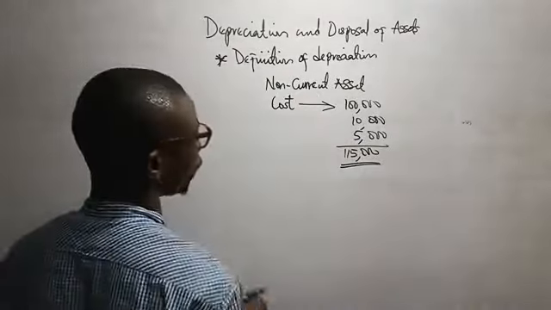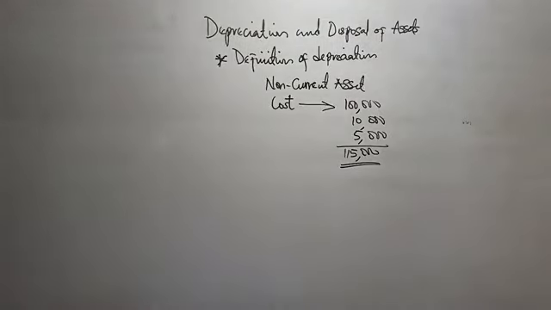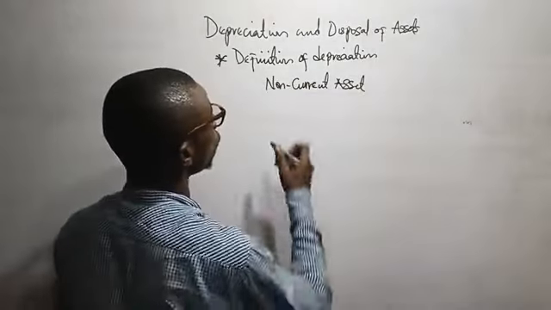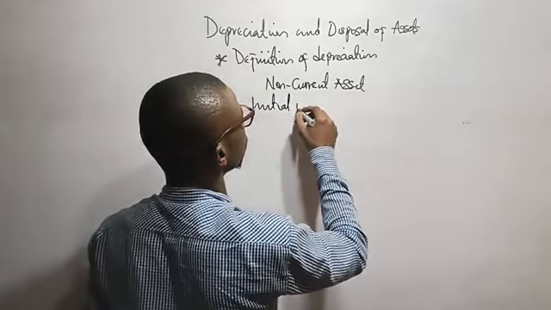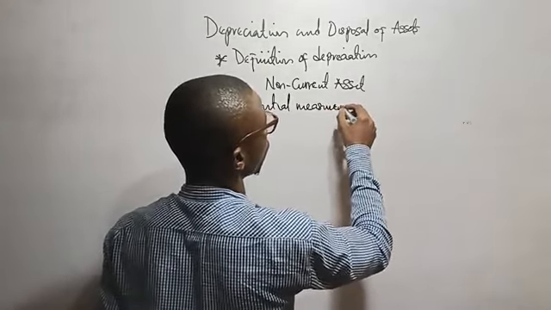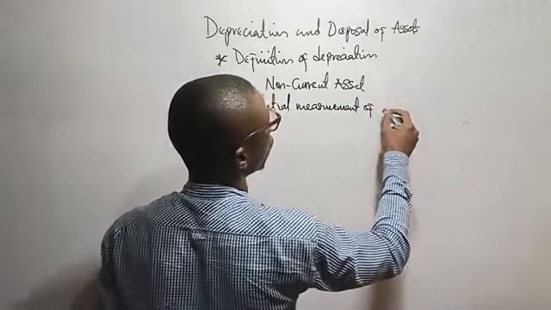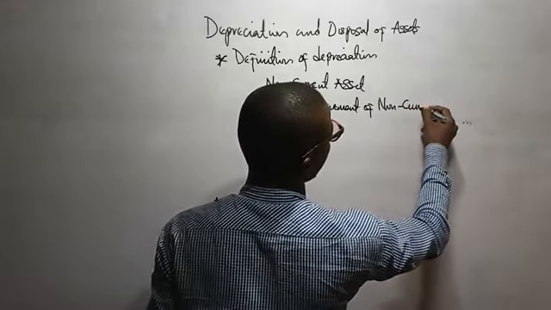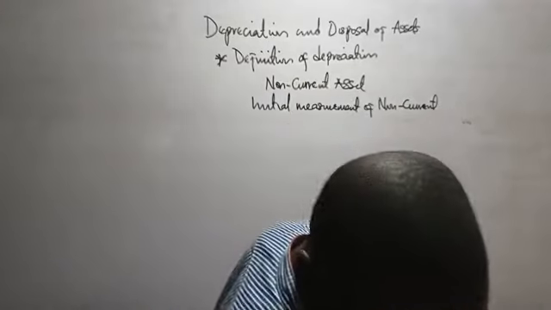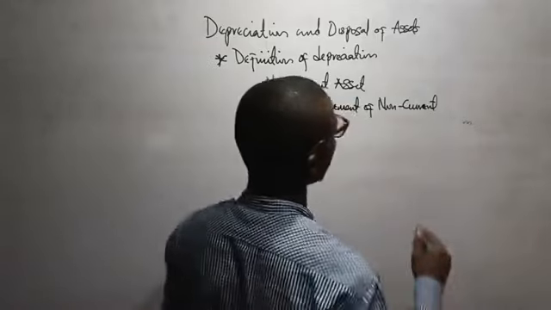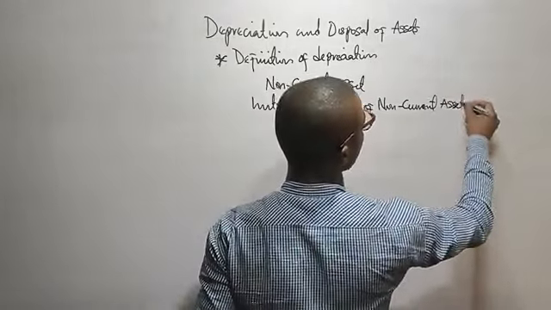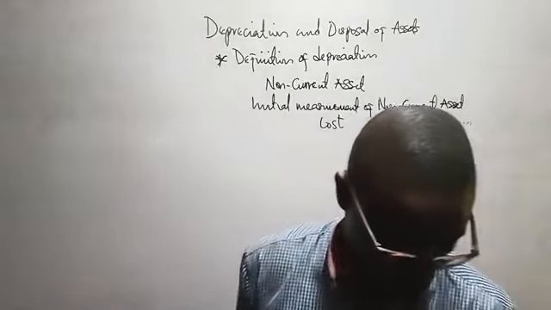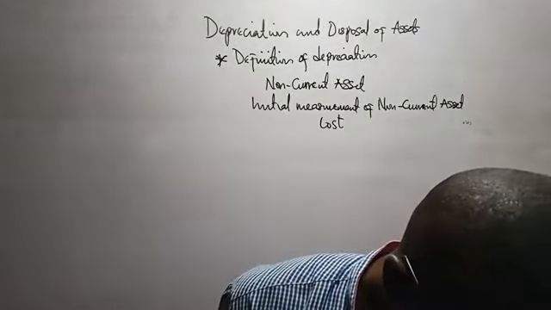So the initial measurement of a non-current asset, are we together now? The initial measurement of non-current assets is what? Is cost. And I've told you the components of cost.